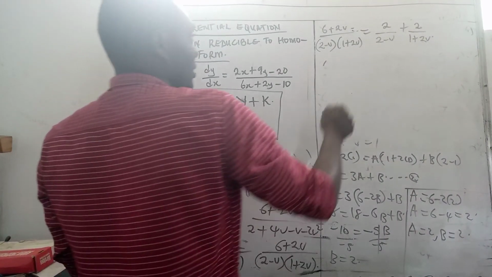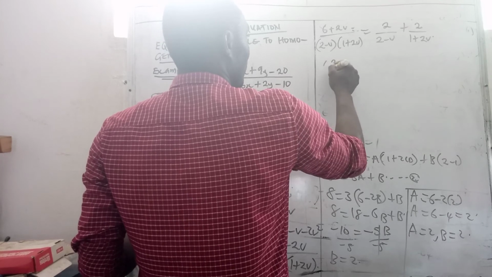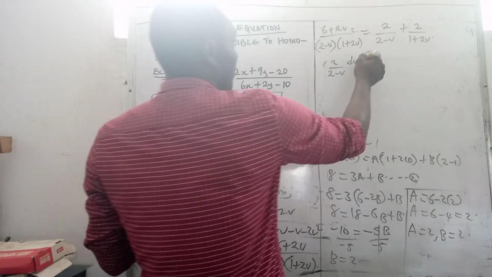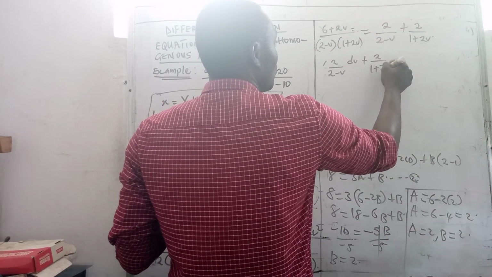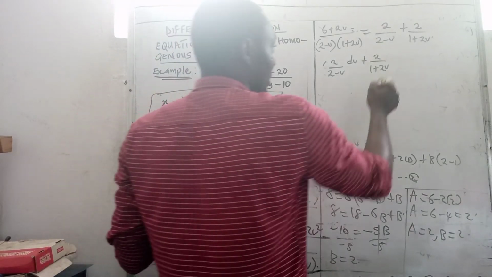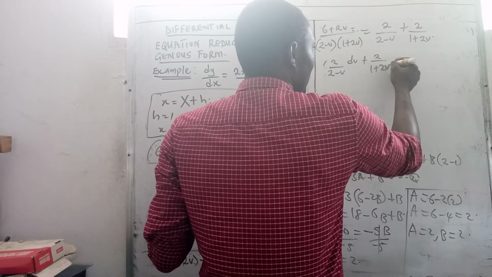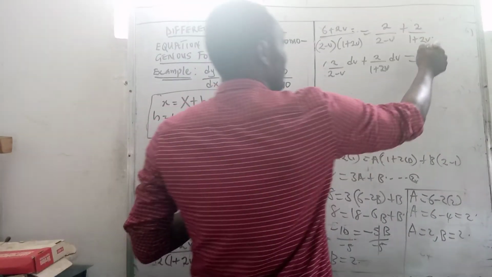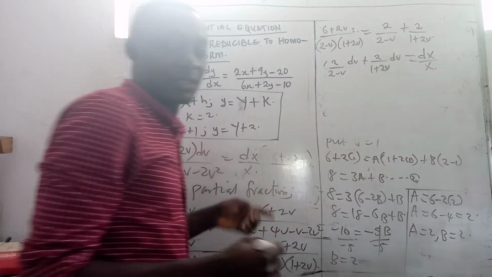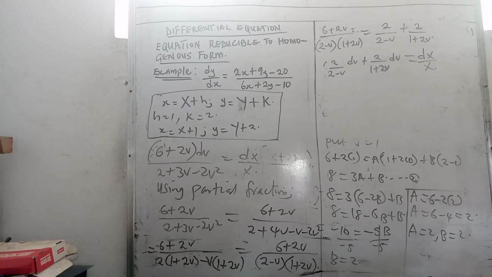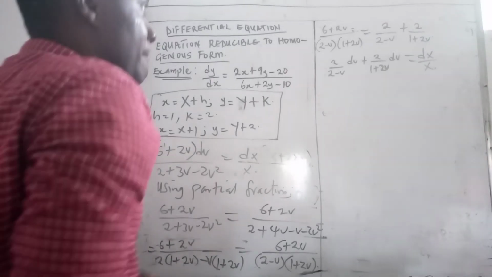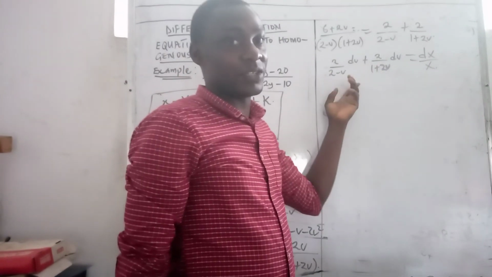So I'm going to have 2 over 2 minus V dV. Remember we have the V here. Plus 2 over 1 plus 2V dV equals dx all over x. So we are going to integrate this now.